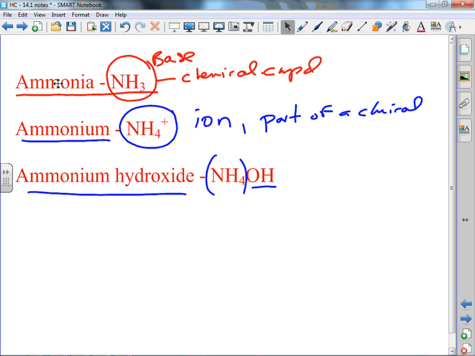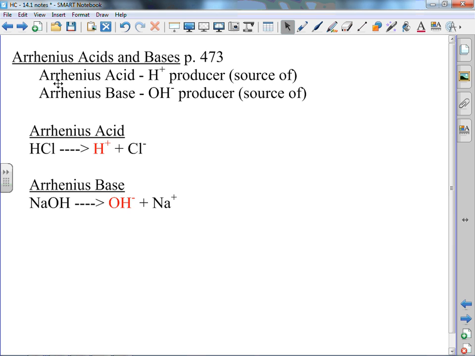We'll come back and talk more about ammonium, ammonium hydroxide, and ammonia in terms of reactions in a later section. All right. Next thing, the definition of an acid or a base. What makes a chemical an acid, or what makes a chemical a base?